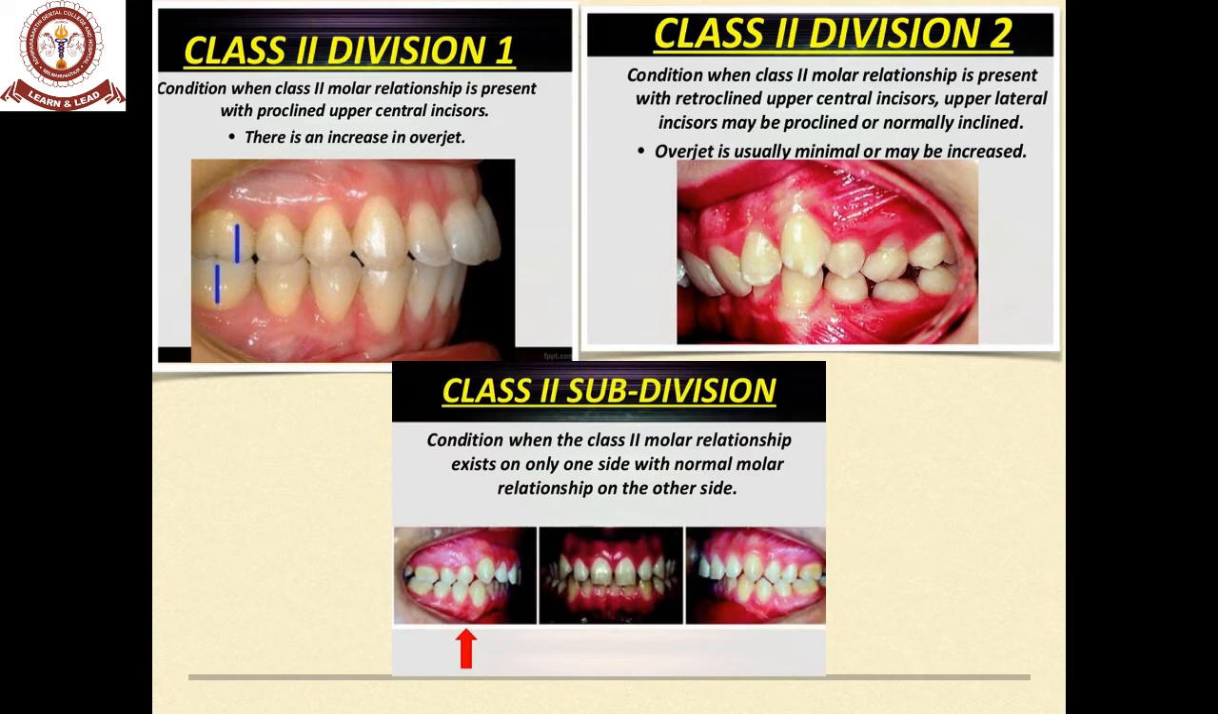Also we have class 2 subdivision. When do we call it class 2 subdivision? If a patient has a class 2 molar relationship on the right side or the left side, and a class 1 molar relationship on the other side. In the sense that one side is class 2 and the other side is class 1, we call it a class 2 subdivision.